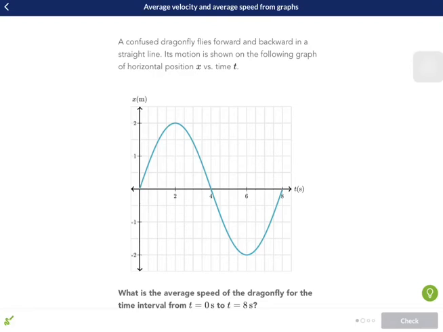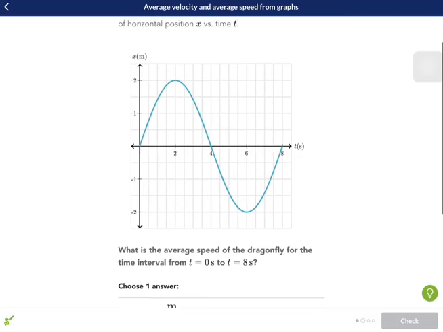Let's do a problem on average velocity and average speed from graphs. So the question is: a confused dragonfly flies forward and backwards in a straight line. Its motion is shown in the following graph of horizontal position x versus time t. So let's look at the graph.